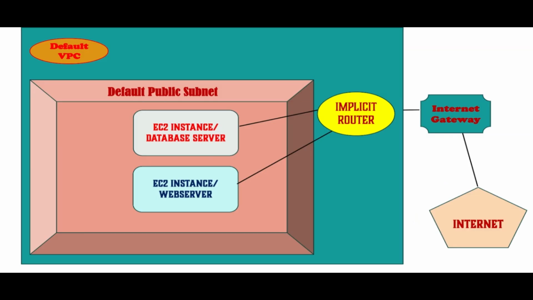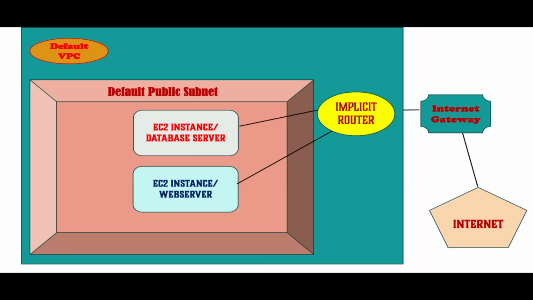Within a default VPC, default public subnets are pre-configured to allow internet access. Instances launched within these subnets can communicate with the internet. This communication is facilitated by an internet gateway, which serves as the connection point between the VPC and the external internet. Routing within the VPC, both for traffic destined for the internet and for traffic staying within the VPC, is handled by route tables. These route tables contain rules that determine where network traffic should be directed.